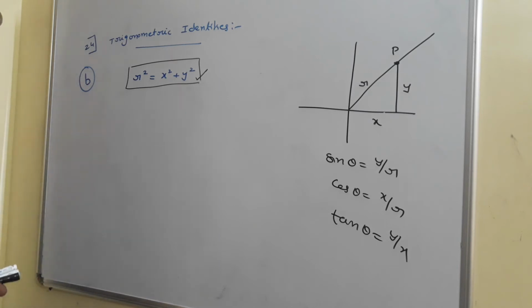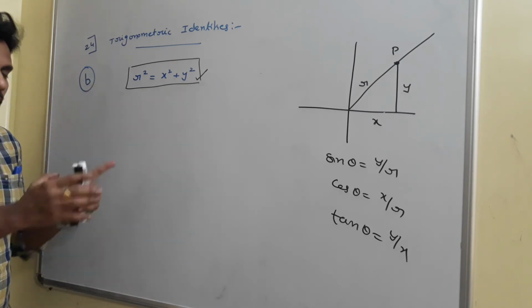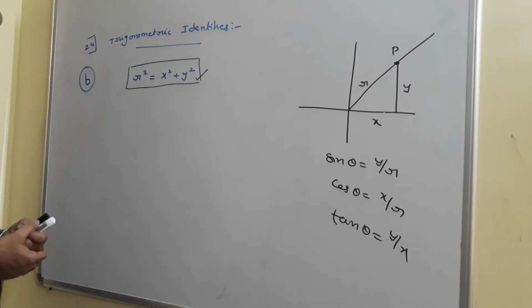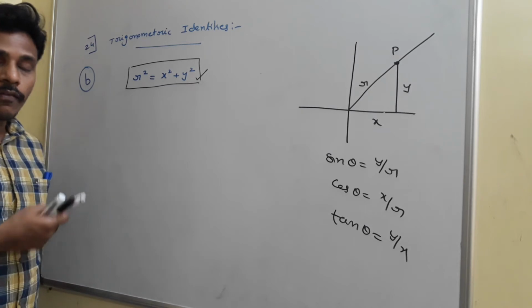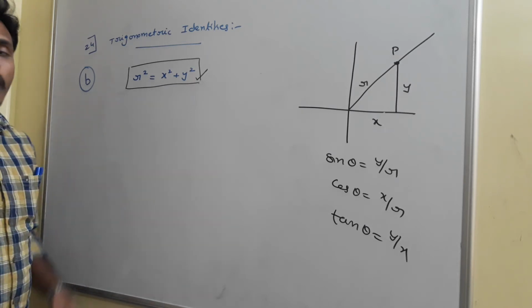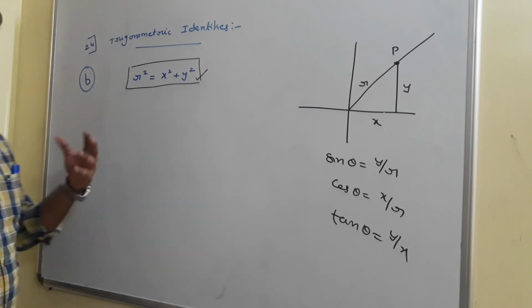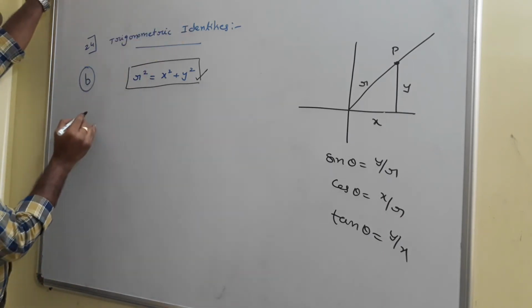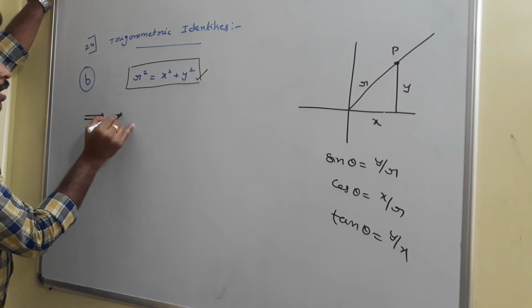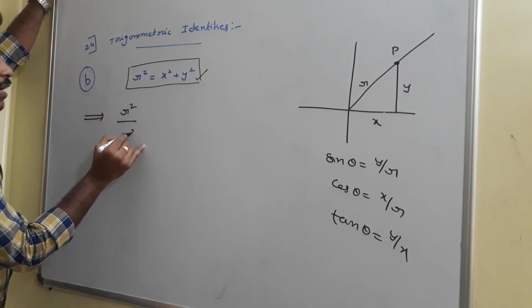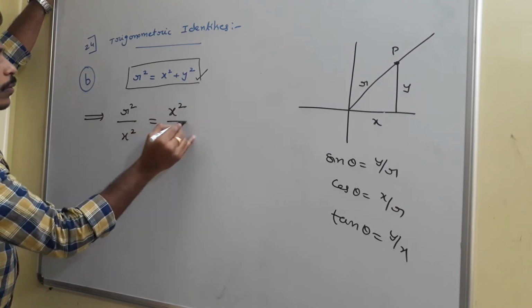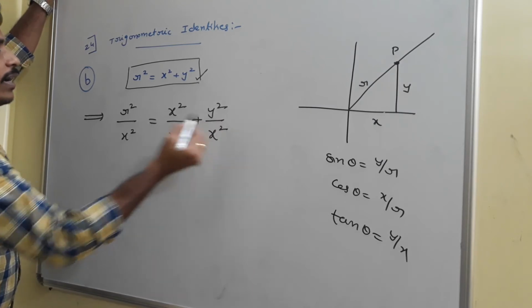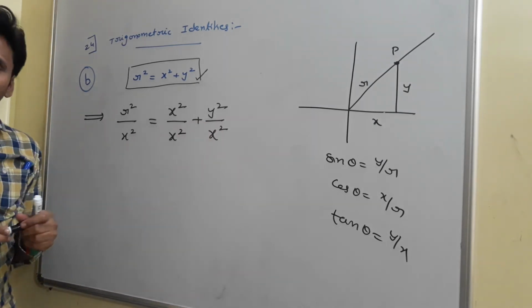And the second identity here, see, every identity is just generated from the Pythagorean result. Look again at this Pythagorean result: r square is equal to x square plus y square. For the first bit, we divided everything with r square, and for the second bit, we need to divide with either x square or y square. So what do I have to do? Just divide with x square now. That implies r square divided by x square is equal to x square divided by x square plus y square divided by x square. I just divided everything with x square.